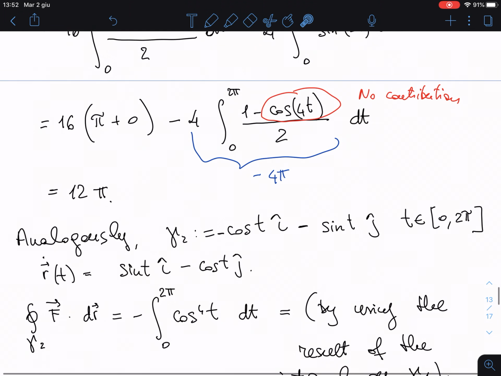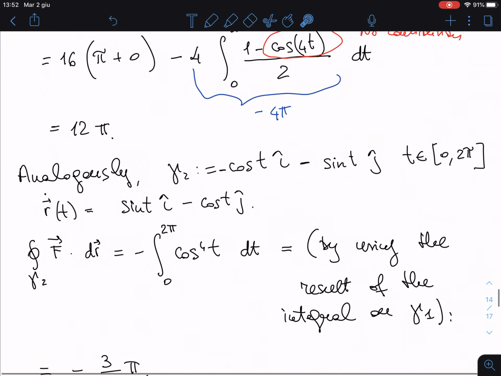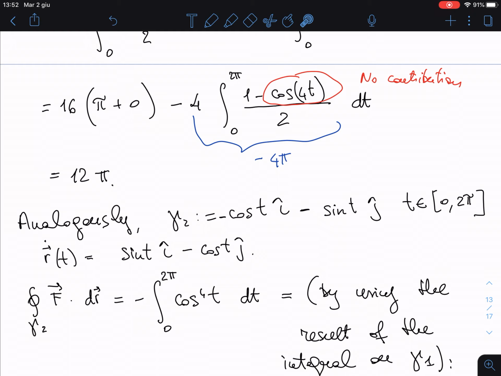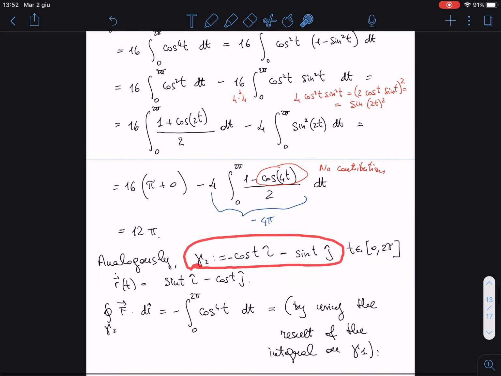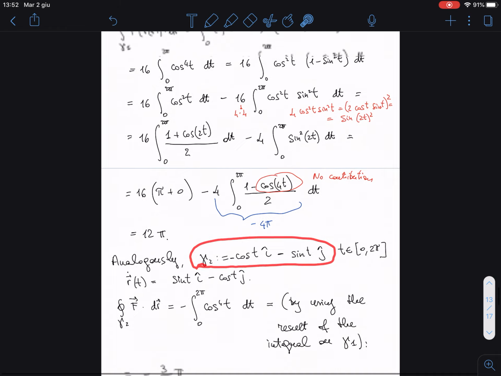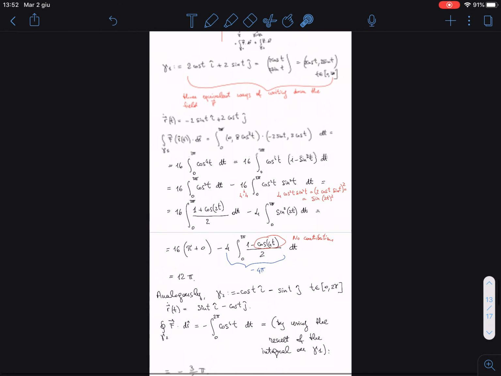Now we have to compute the same integral of the field f on gamma 2. Notice that this time gamma 2 has this parametrization, but remember that it has to be run through in the clockwise sense. So let us compare it with gamma 1.